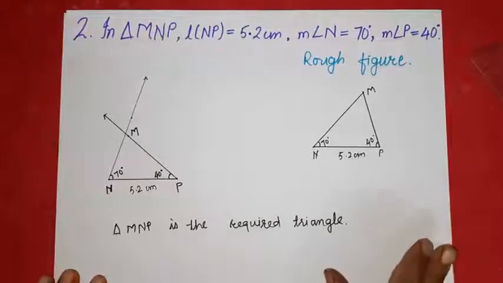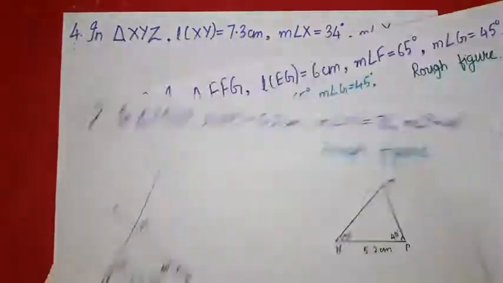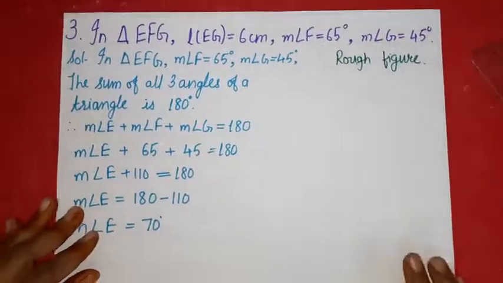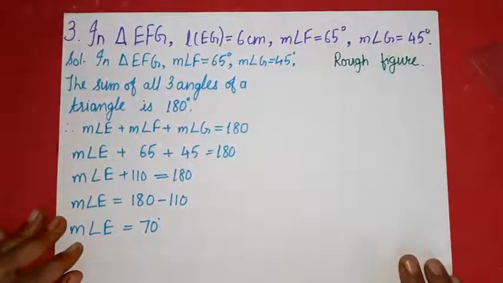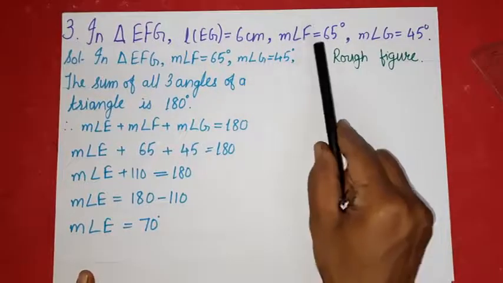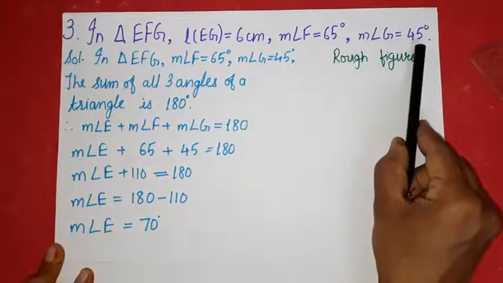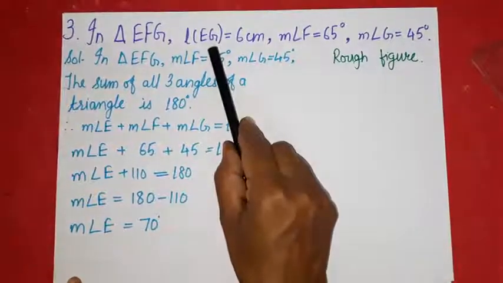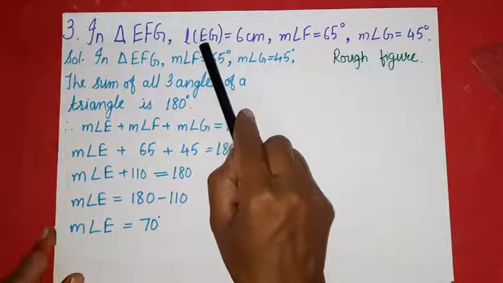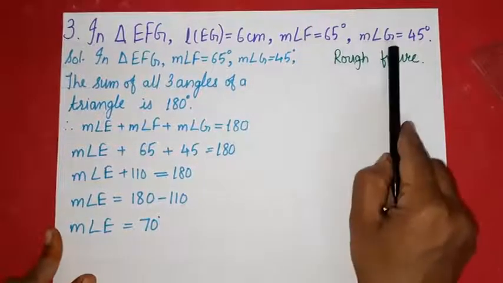Now we will move on to the third example. Now let us go through the example. In triangle EFG, length EG is 6 cm, measure of angle F is 65 degrees, measure of angle G is 45 degrees. If you look at the name of the segment EG, the endpoints are E and G, but here the measures of angles F and G are given.